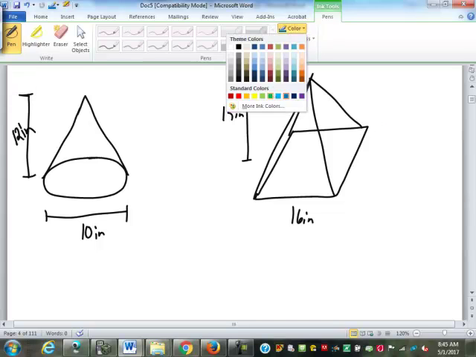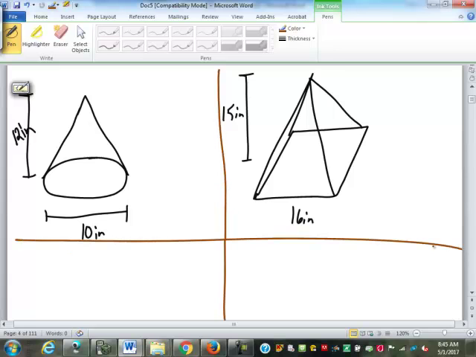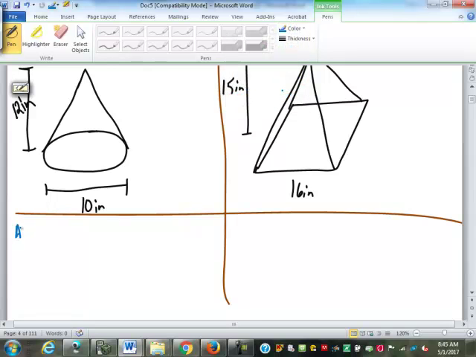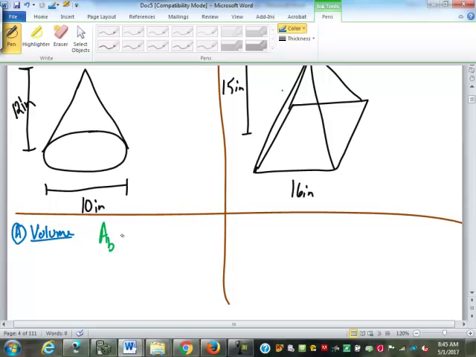So let's start out with the cone. Volume and surface area. Well, again, to start out the volume, we still need to know the area of the base. Well, the base of this is a circle with a diameter of 10, so it's a radius of 5. So that area is pi times 5 squared, or 78.5 square inches.